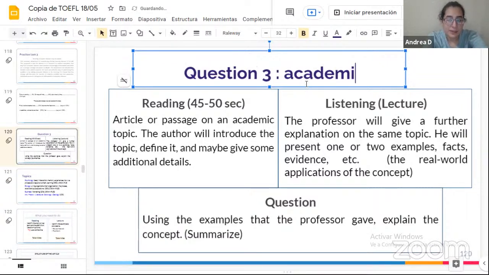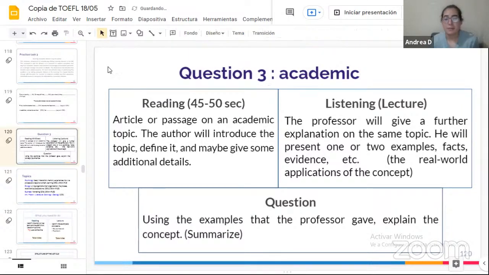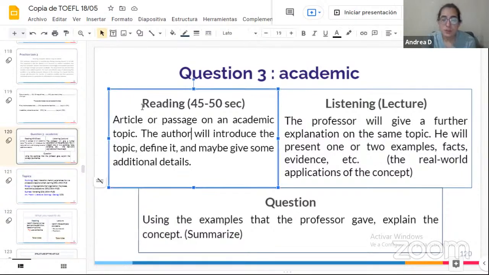This is also an academic task, which means that it's going to be a bit different than question 1 and 2. So you may have some new vocabulary in here. You may find some complex words, if you will, but it's still going to be something that you will be able to understand. So it's not going to be rocket science or anything. So yeah. Okay, but how is the structure?